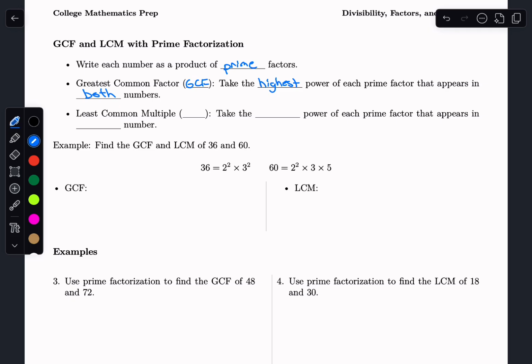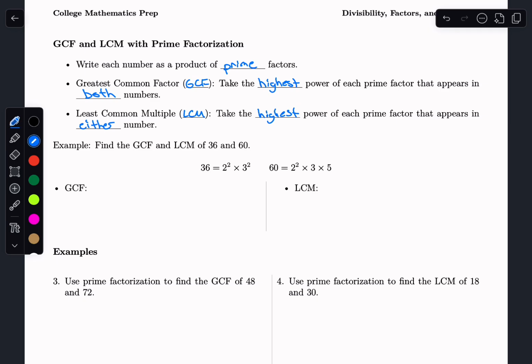Then the other term we have is least common multiple, LCM. And the LCM, or least common multiple, in order to find it, we are going to take, again, the highest power of each prime factor, but this time it's going to be that appears in either number. So instead of them both having to have it, now it's just if one of them has it, it'll go into that least common multiple. And so basically the same process, just in one, we're having to find it in both numbers, and the other, we're finding it in just one number.